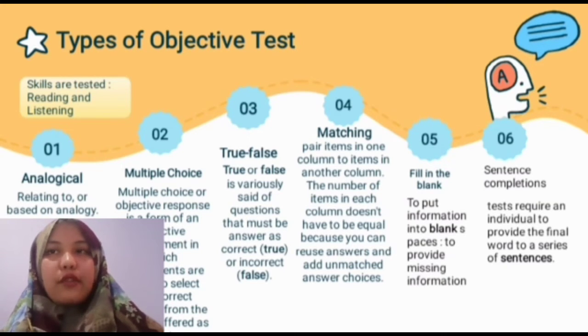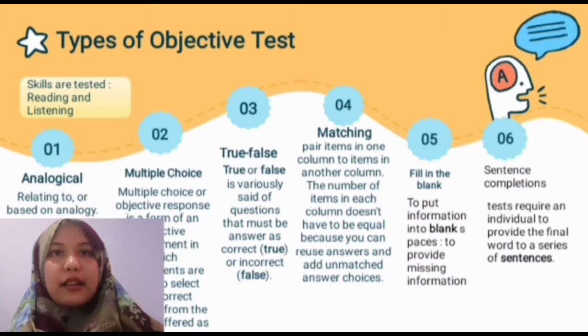Third, true or false is variously said of a question that must be answered as correct or incorrect. Fourth, matching. Matching is pairing items in one column to items in another column. The number of items in each column doesn't have to be equal because you can reuse answers and add unmatched answer choices. Fifth, fill in the blank, to put information into a blank space to provide missing information. Sixth, sentence completion. Text requires an individual to provide the final word to a series of sentences.